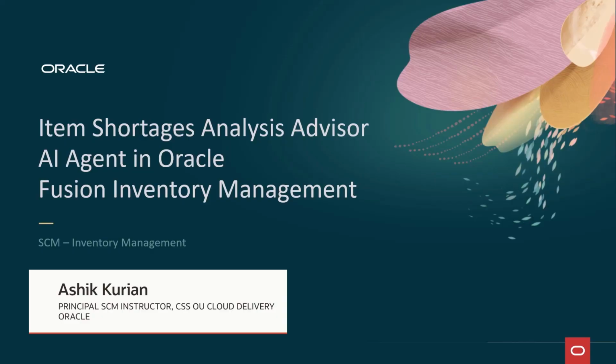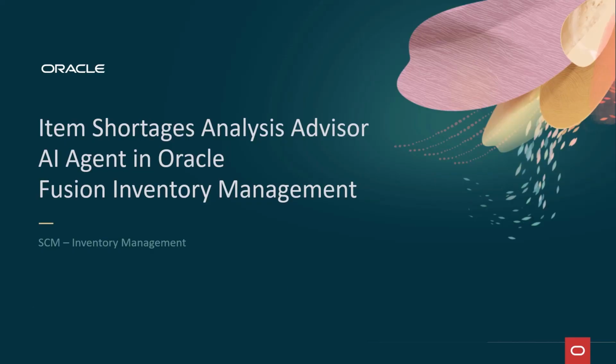Hello and welcome. In this session, we will walk through how the Item Shortages Analysis Advisor AI agent is configured in Oracle Fusion. Traditionally, identifying shortages required running reports and manually checking supply data. Now this agent does it for you in seconds. It identifies items in shortage supply or stock out, shows availability and expected supply, and even recommends approved substitutes or alternate sources. We will start by accessing the AI Agent Studio, review the setup, and then test the agent in action.